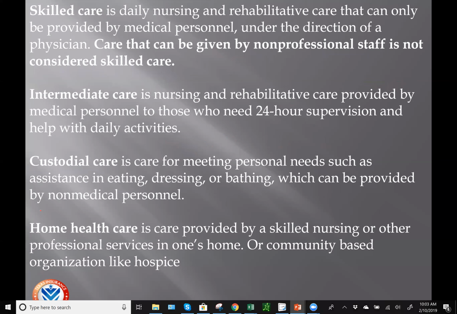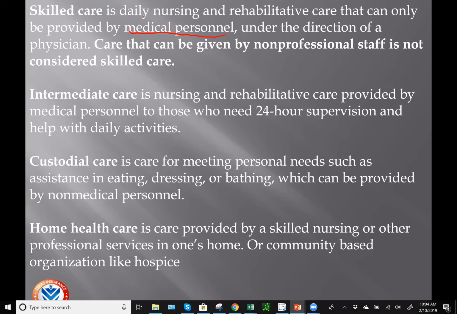Now we're going to look at the different levels of care in a long-term care policy. A couple of things to take away from each one of these are who can provide it, and where it can be provided. I'll point out what you need to know for each one. So the top level of care is called skilled care. Skilled care is care that can only be provided by medical personnel, and only in an institutional setting. So it must be medical personnel and it must be in an institutional setting.